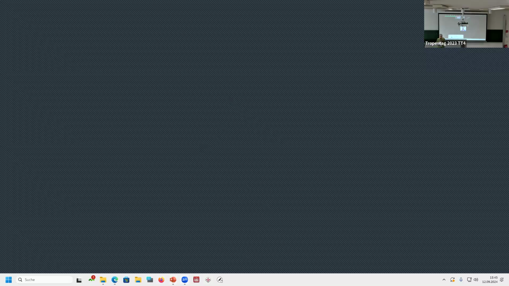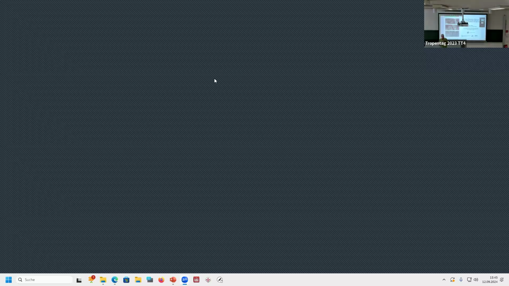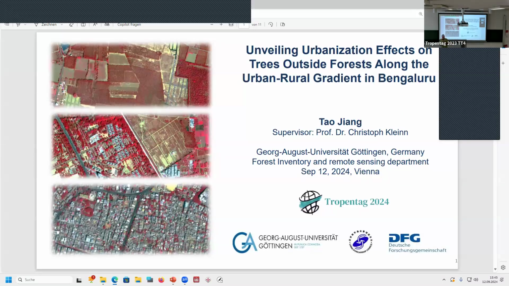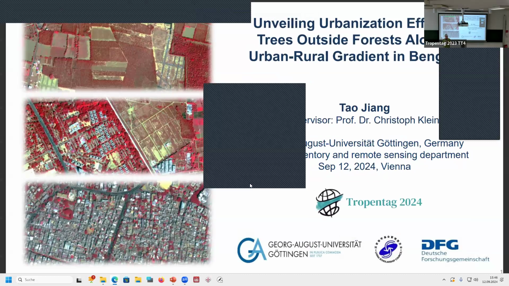Good afternoon, everybody, and welcome to our session on trees outside the forest, agroforestry and urban trees. You have probably noticed in other sessions that it's sometimes a relatively wild mixture of topics, because it's not always easy to bring these topics together under a common title. But the common title here is trees, wherever. My name is Christoph Klein. I'm from Göttingen University, where I'm a professor in forest inventory and remote sensing, and very much interested in trees. And I'm very happy to be here to share this session.